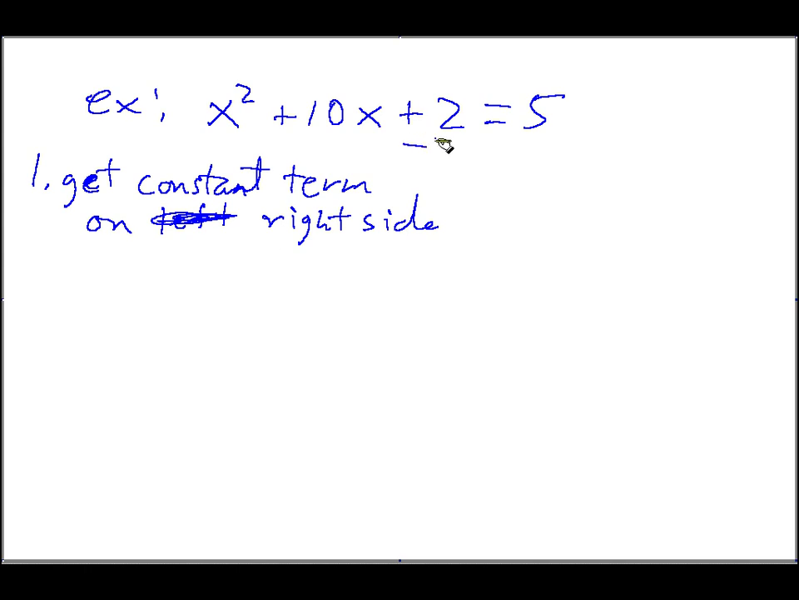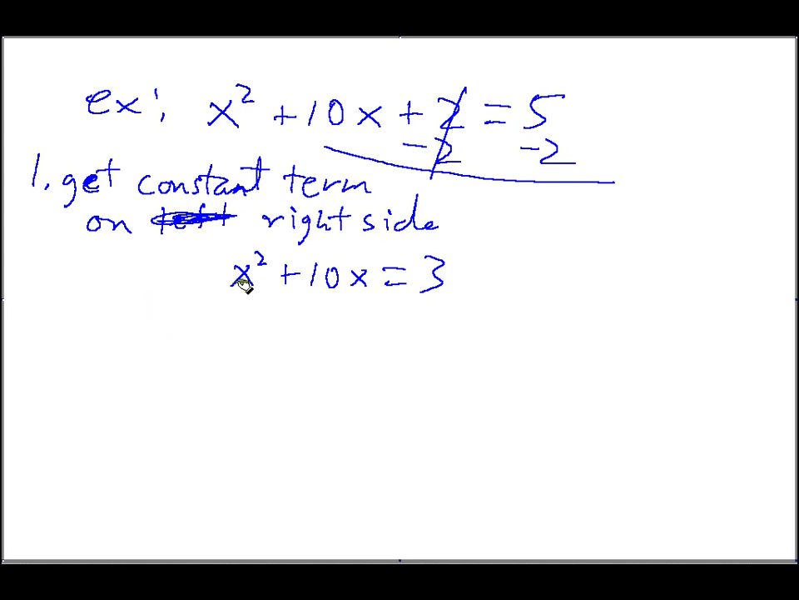So what that means is we're going to subtract 2 from both sides of this equation. Then I end up with x squared plus 10x equal to 3. Are you with me on that so far? Again, move the constant term from the left to the right side. Get the constant term on the right side. Sorry about that. So what happens next?